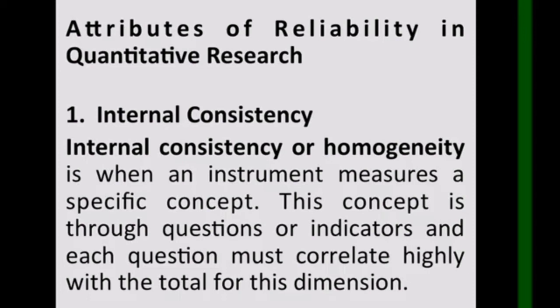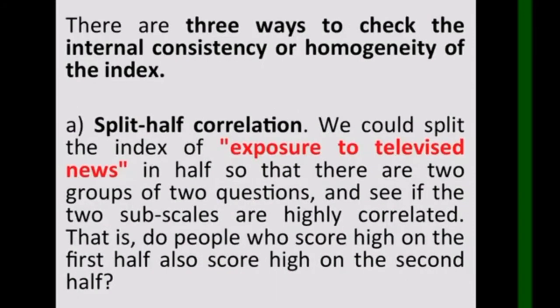So, that's internal consistency. So, there are three ways to check the internal consistency or homogeneity of the index. So, number one is split-half correlation. We could split the index of exposure to televised news in half so that there are two groups of two questions and see if the two subscales are highly correlated.